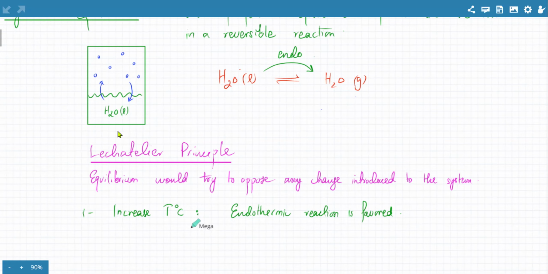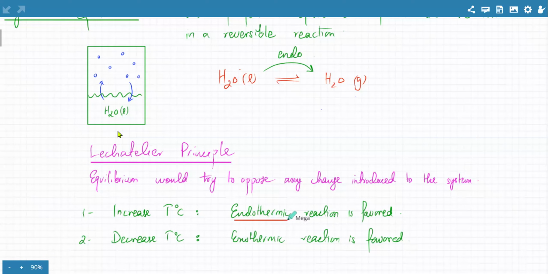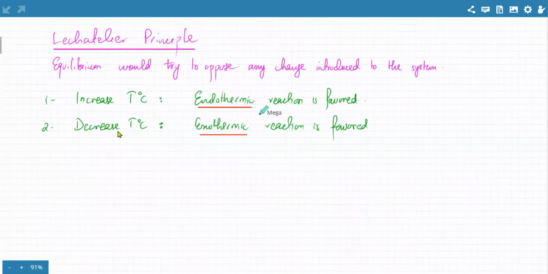And number two: what would happen if you decrease temperature? Exothermic reaction. So vice versa, the opposite would happen. Exothermic reaction is favored. So just remember this is the first rule. And you can generalize this rule to almost every reaction.